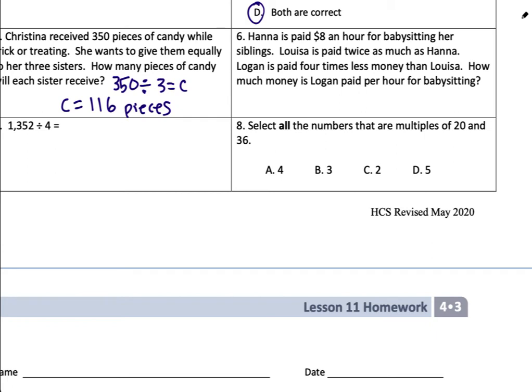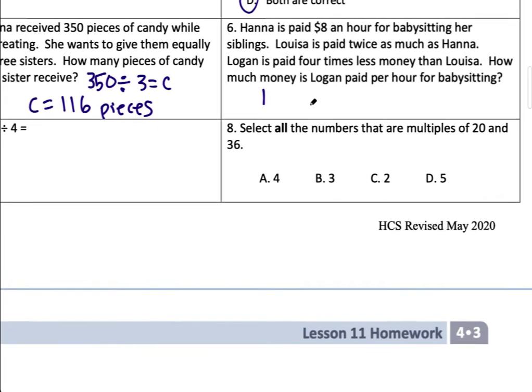So this is a problem where I like to make just a simple chart. We have Hannah. Zoom in just a little bit on this problem. So we have Hannah, we have Louisa, L-O-U-I-S-A, and we have Logan, L-O-G-A-N. Because we have a lot of information, we just have to organize. So I'm just making a simple chart here. Hannah's paid $8, so I'm just going to put that in there.